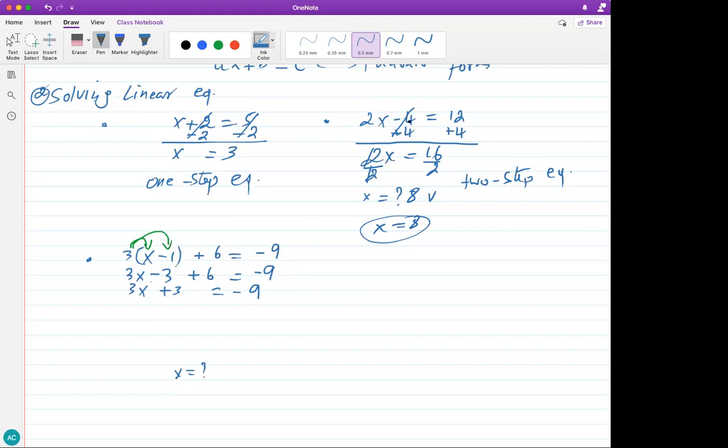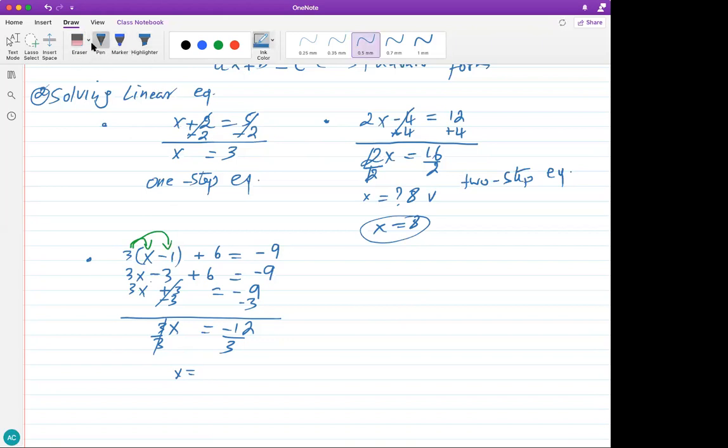I'm going to repeat these steps again. I'm going to cancel the 3, this one, and then we'll have the x by itself. Again, the opposite of positive 3 is -3. Do that on both sides. That cancels, so 3x, and -9 minus 3 is -12. And finally, just like here, where we divided by 2, here we divide by 3, and also divide the other side by 3. These cancel, and you get your solution here.